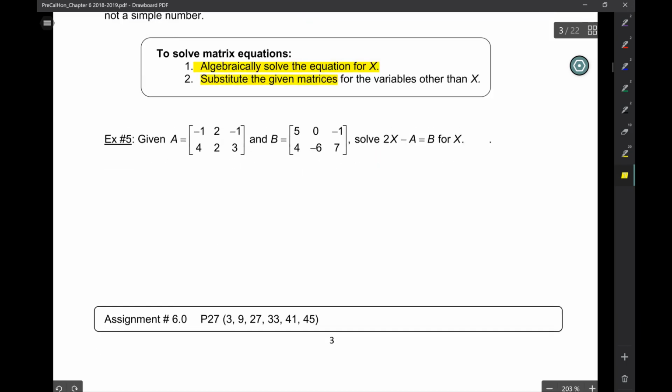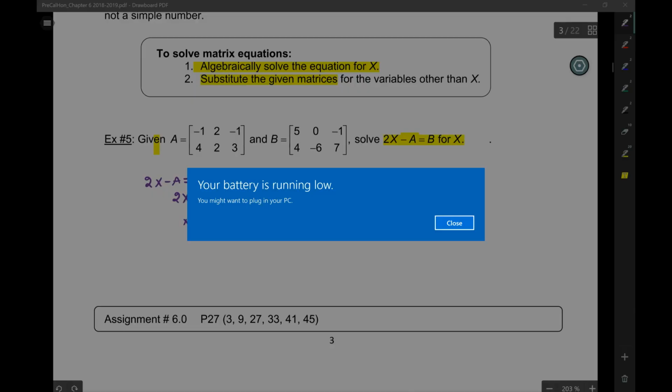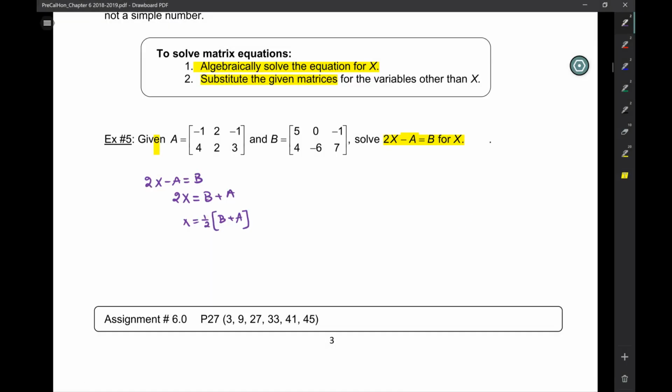Okay, so take a look here. I got A, I got B. I need to solve this for X. This is the equation we need to solve. So you treat it just like an algebraic equation. So 2X minus A equals B. 2X, notice X is a capital letter, equals B plus A. So X is half B plus A.